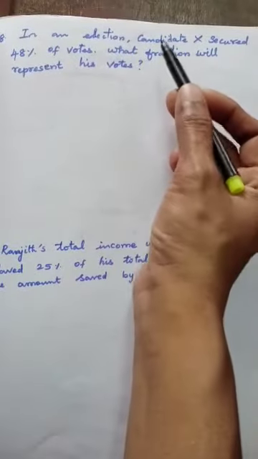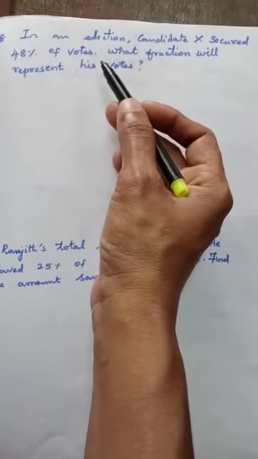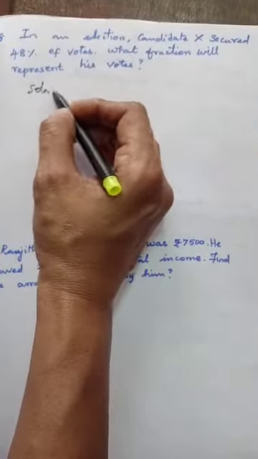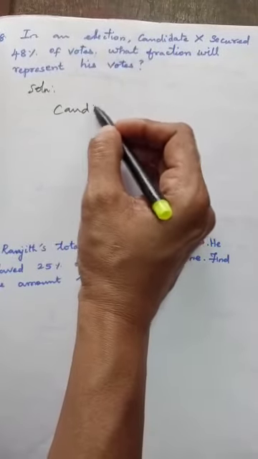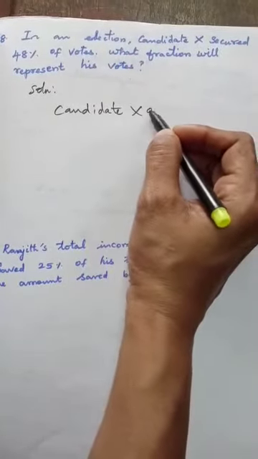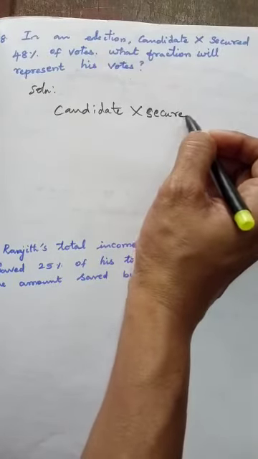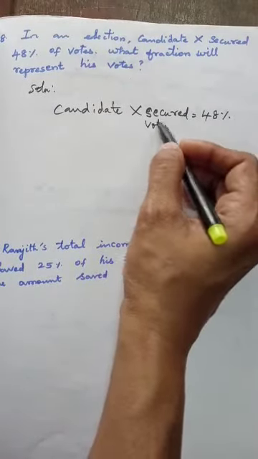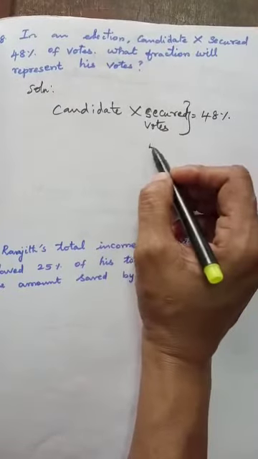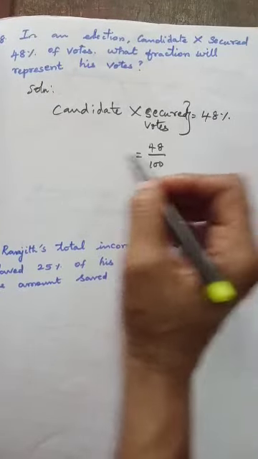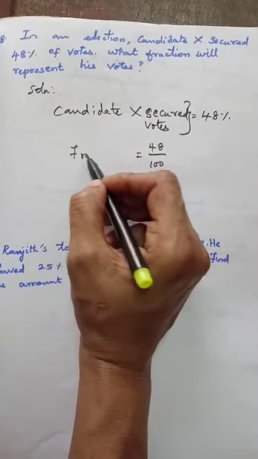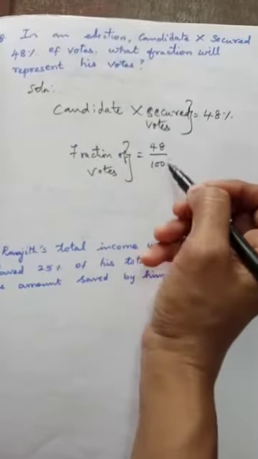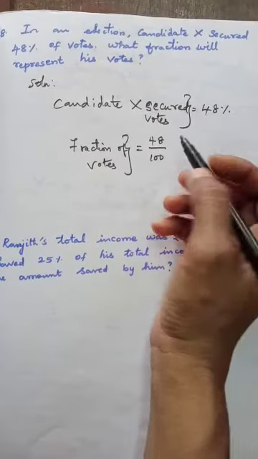In an election, candidate X secured 48% of votes. What fraction will represent his votes? Okay, solution. Candidate X secured 48% votes. Now we can write this as 48 by 100, isn't it? They asked the fraction of votes. Fraction of votes is equal to 48 by 100. We can simplify and say the fraction, isn't it?